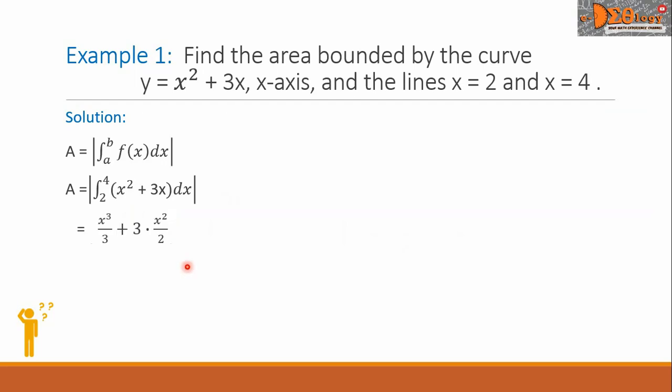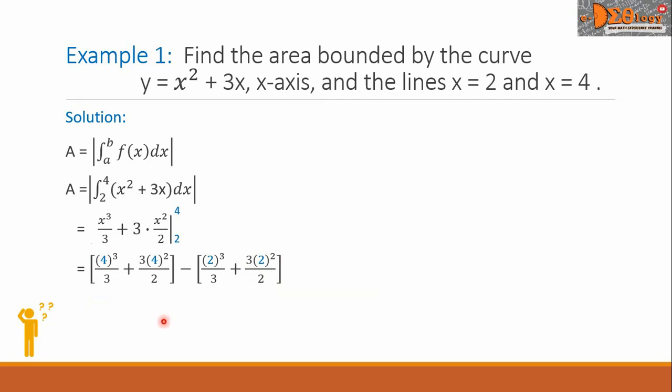Evaluating the integral now, we have the x squared becomes x cubed over 3 plus the 3x is now 3 times x squared over 2. And this will be evaluated from 2 to 4. We have now this 4 cubed over 3 plus 3 times 4 squared over 2 minus 2 cubed over 3 plus 3 times 2 squared over 2.